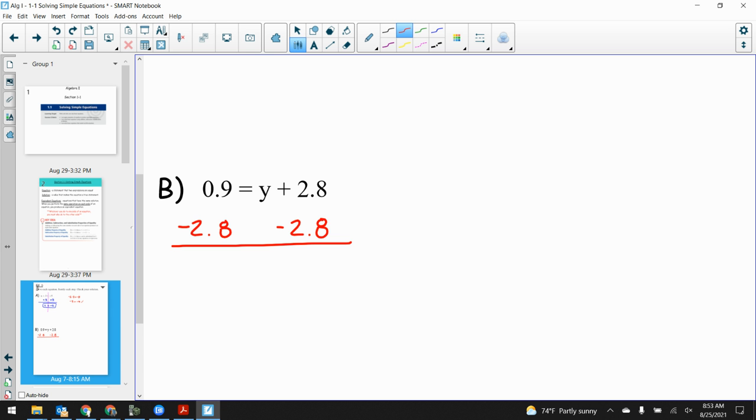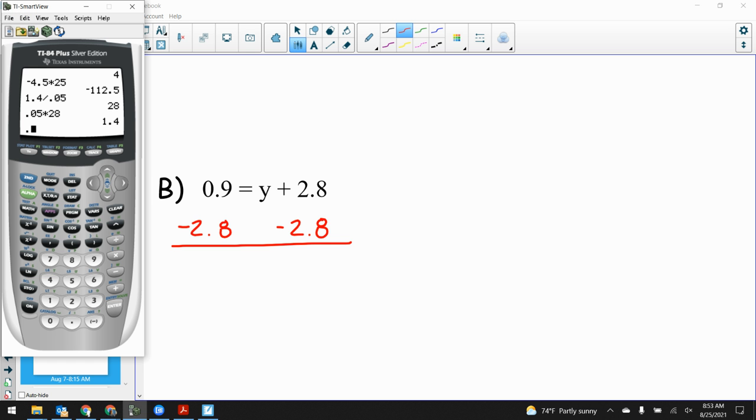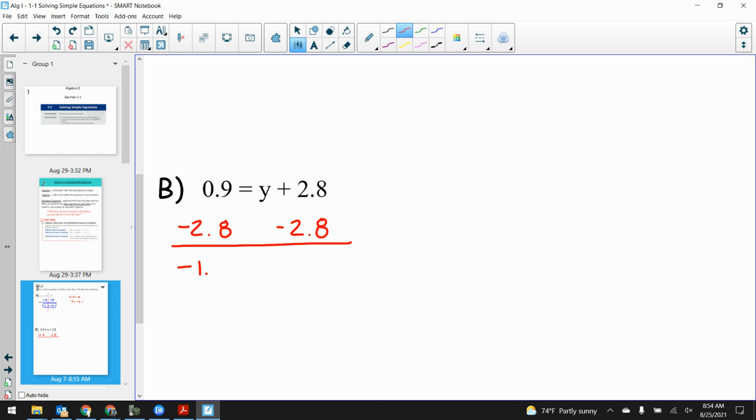Now I'm going to go to my calculator. I don't know 0.9 minus 2.8 off the top of my head. Negative 1.9 is equal to y. Yeah. I did it a different way, but I still got the answer. What'd you do? I subtracted 0.9 from both sides and still got the answer.